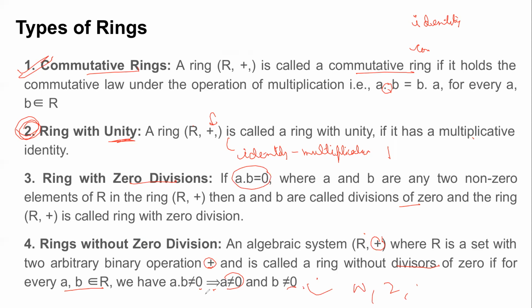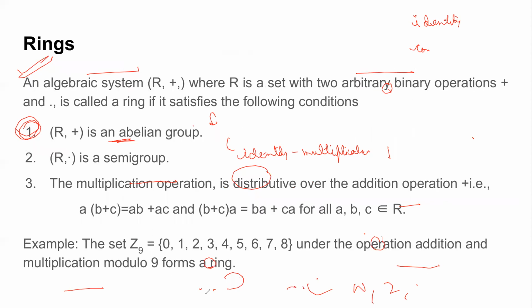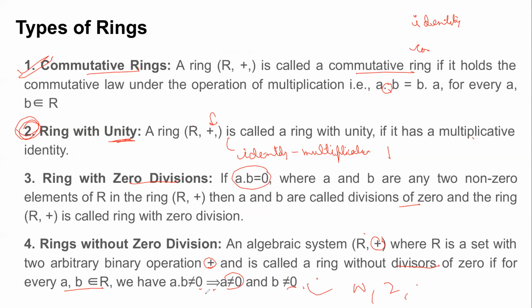Okay, so these are some of the special kinds of rings which we get by adding certain properties to the already existing properties of your ring algebraic system. Okay, is this clear? So this basically covers your group theory. Is this clear? What is a ring? So you'll have to go through it just once more.